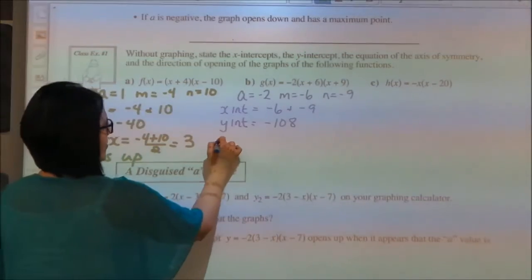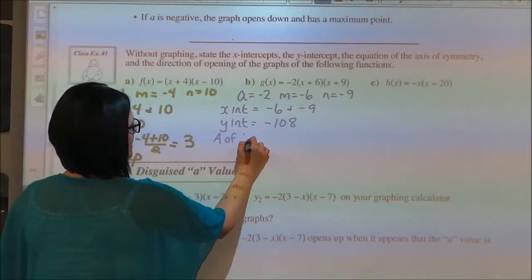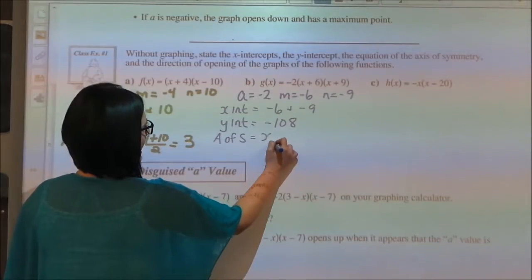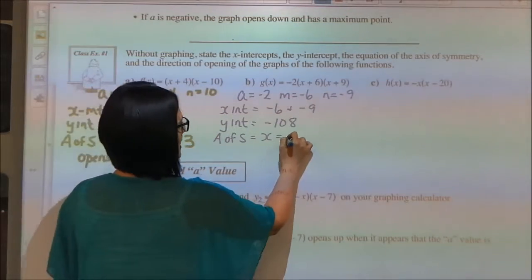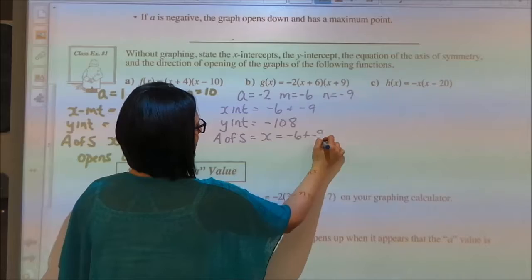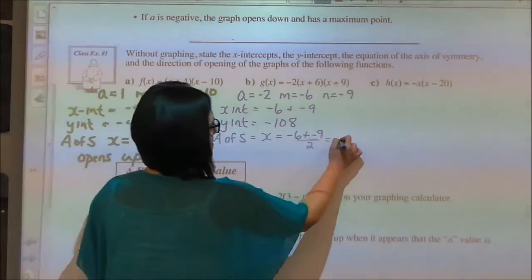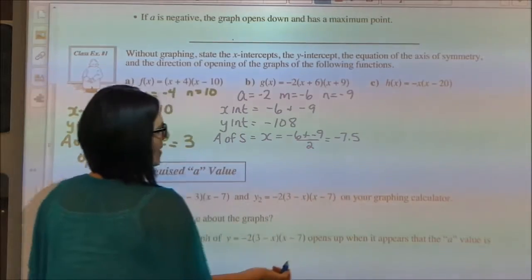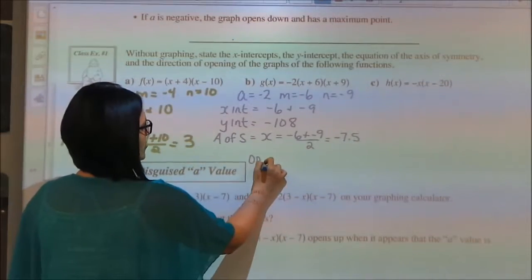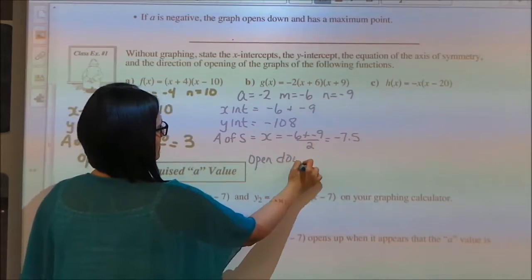108. The equation of the axis of symmetry would be x equals negative 6 plus negative 9 divided by 2, which is negative 15, so negative 7.5. And this is going to open down.